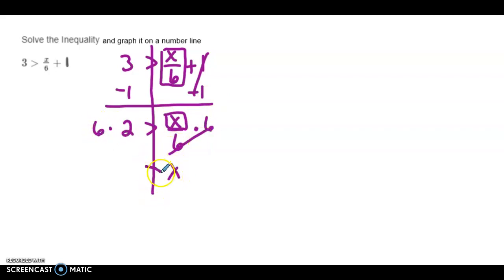Now the only thing I have to be careful of is if you ever multiply or divide by a negative, you have to flip your inequality. But in this case, we did not multiply by a negative. We multiplied by positive 6, so we don't flip our inequality.